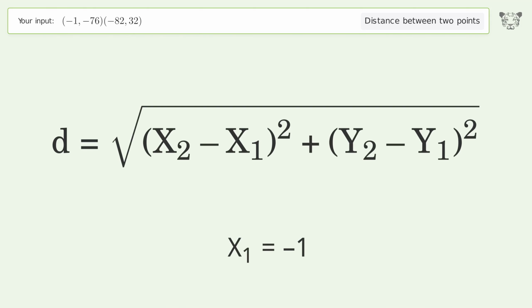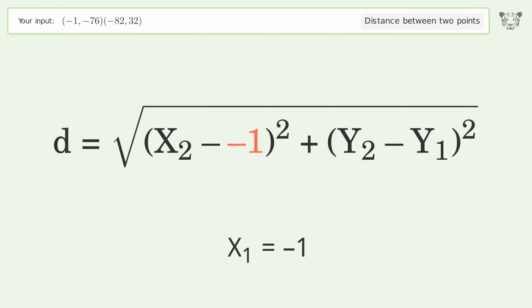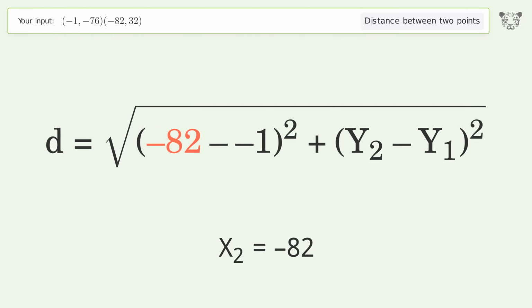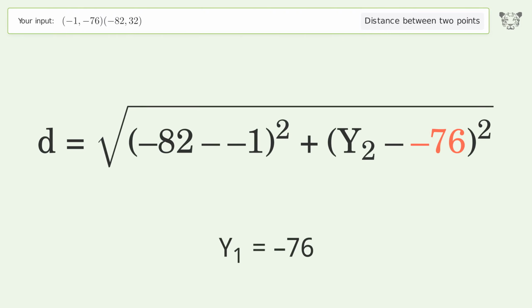x1 equals -1. x2 equals -82. y1 equals -76. y2 equals 32.